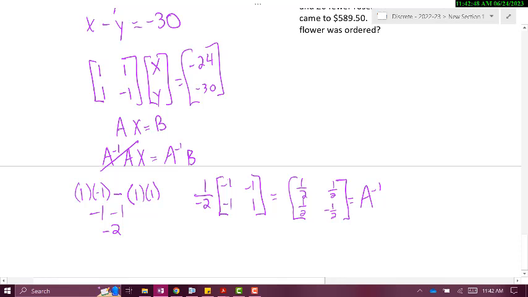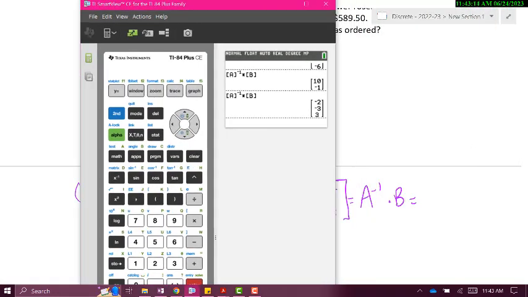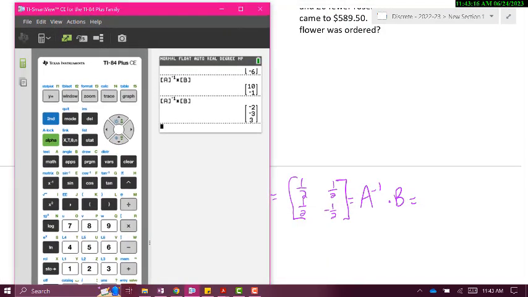And now we can just multiply that by B, our -24 and -30. So again, we can use the calculators. We can multiply that out. That's not too bad, although the fractions are not very nice. So let's just put them in here because why not?